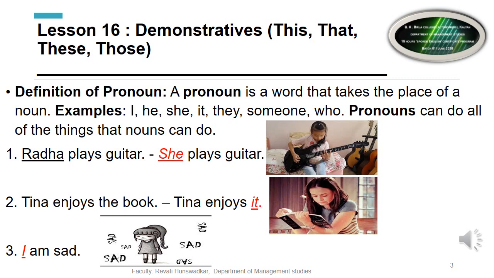Next, Tina enjoys the book. Here the book is a common noun, so we can replace it with a pronoun. Tina enjoys it. So here the pronoun is it. The pronoun it has replaced the word book. Next, I am sad. Here I is a pronoun word which is directly identified. I am sad.